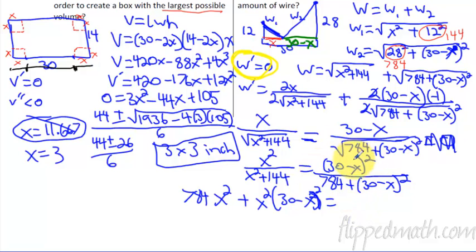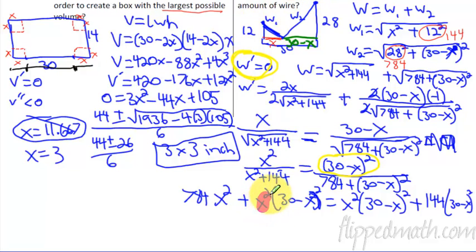So now I'll take this whole thing here. This is going to multiply the x squared and the 144. So the x squared equals x squared times 30 minus x quantity squared plus 144 times 30 minus x quantity squared. The reason I set this up is so you could identify something really interesting here. Let's go to the highlighter: this x squared times 30 minus x quantity squared on each side is the same thing, so they cancel each other out. All I have left is 784 x squared equals this.